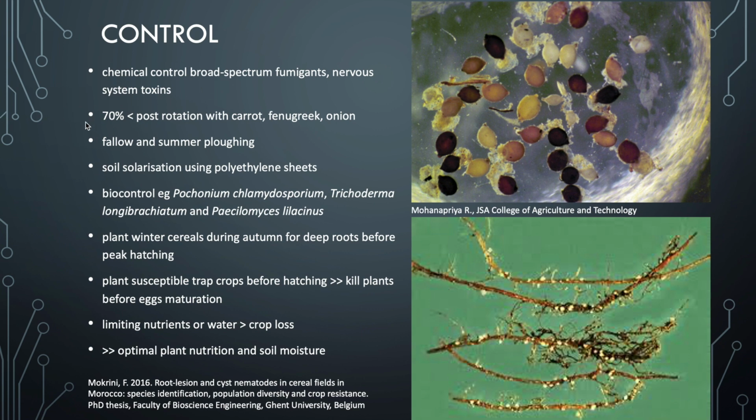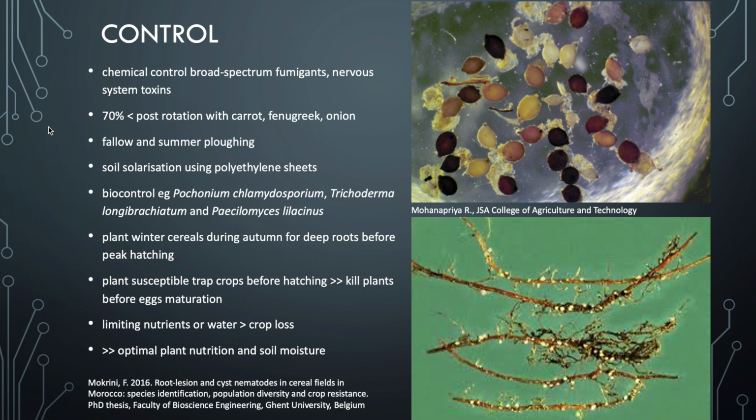A 70% reduction in nematode infection can be gained by post-harvest rotation with crops such as carrots, fenugreek, and onions. So these are crops that do not support the nematode, so therefore they are non-host crops. So that is a good way of reducing nematode loads and survival. Another method is to leave the field fallow and introduce summer ploughing.